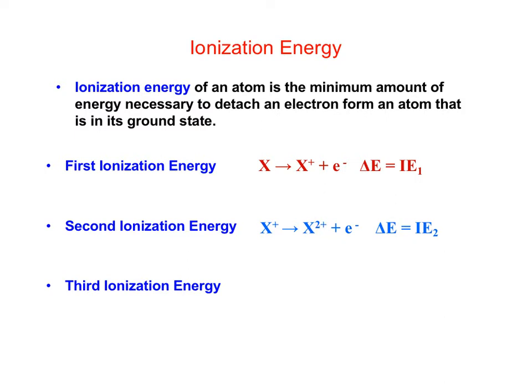And we can keep going, right? We could take all of the electrons away from an atom if we had enough energy. And so the third ionization energy would be starting from the +2 ion, taking an electron away from the +2 ion to give us the +3 ion. And so this would be the third ionization energy, or IE3.